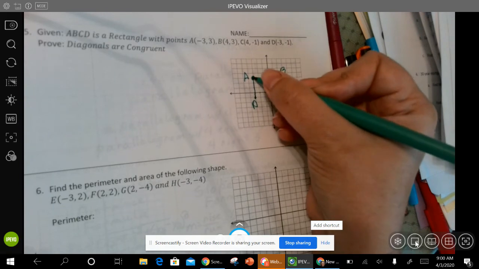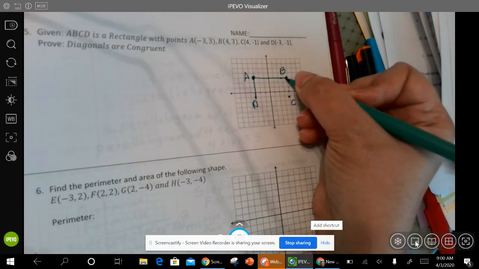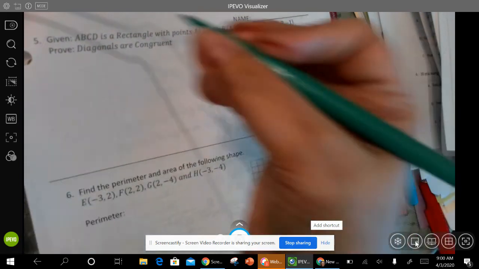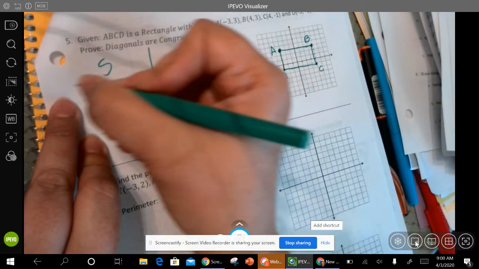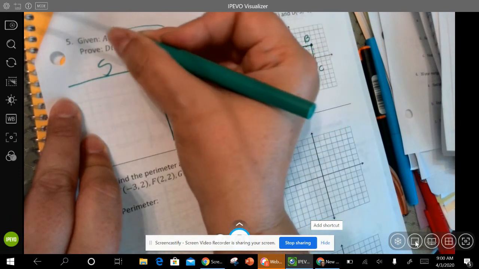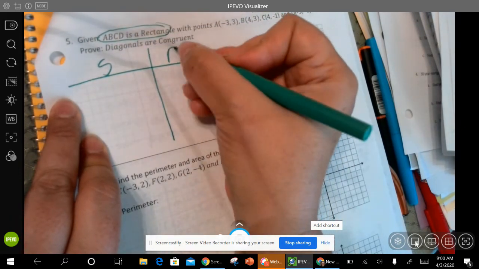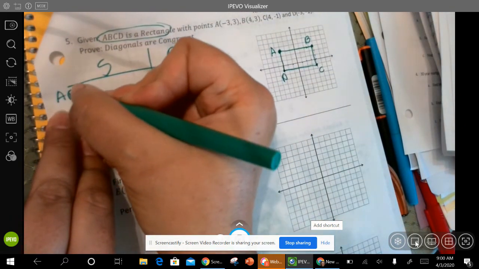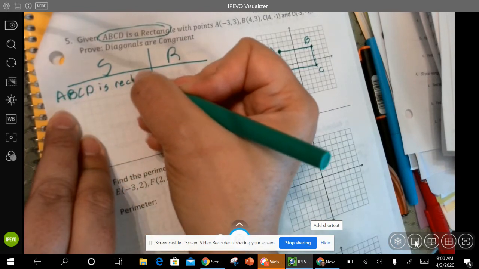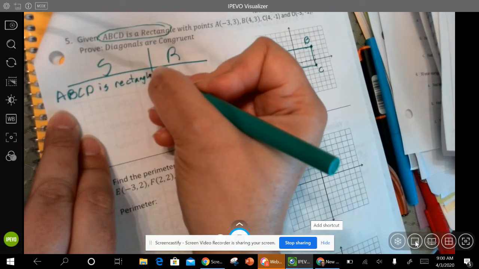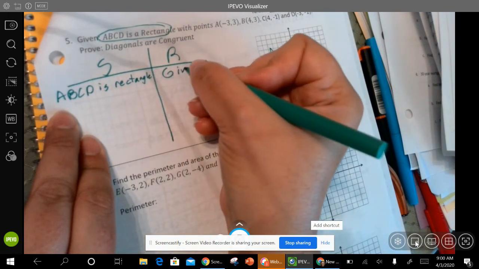Okay, so it's given to us that ABCD is a rectangle. So that's our given, everybody. A, B, C, D is a rectangle. And that's our given.